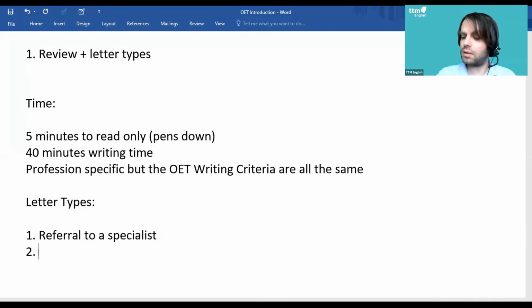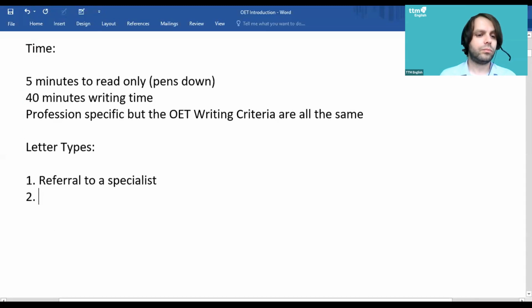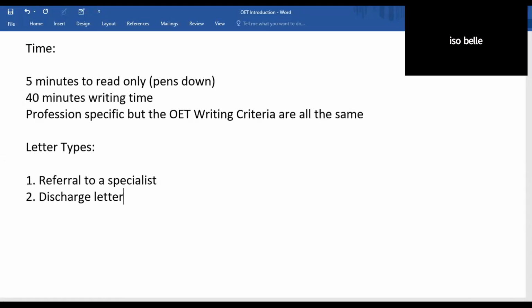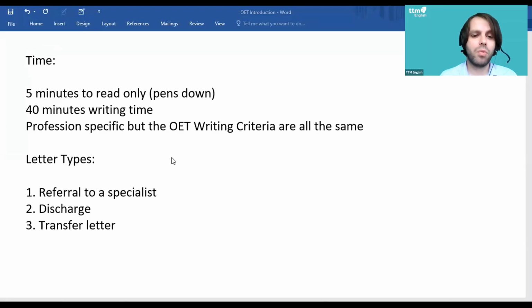Isabel, are you there? Yes. So we've got referral to a specialist. What else have we got? Discharge. Good. Anything else? Transfer letter. Okay. Now these are the three main types. That's not to say there aren't more types than these. Update letter as well. Yeah, well, there are different types, but I always like to stick with the basics.